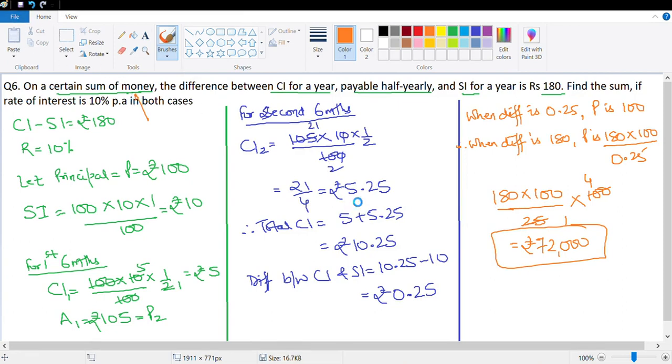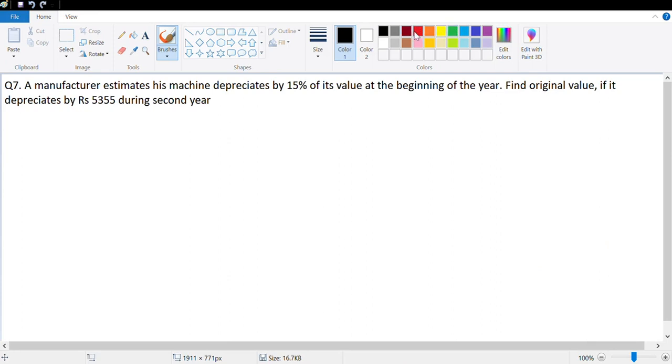The next question that we do is question number 7. It says a manufacturer estimates his machine depreciates. Oh, so you can use the same compound interest formula for depreciation as well. Depreciation basically means the value of the machine keeps going down over a period of time. That's very obvious. When you buy it new, it has more value, that's why it is priced more. As and when it gets old, the value of the machine keeps going down, which is known as depreciation.